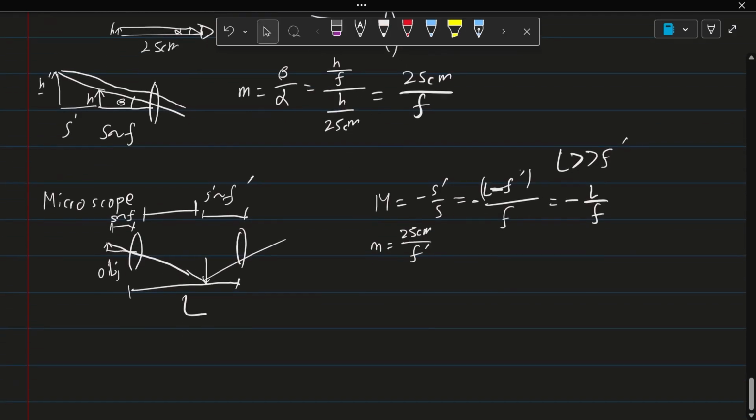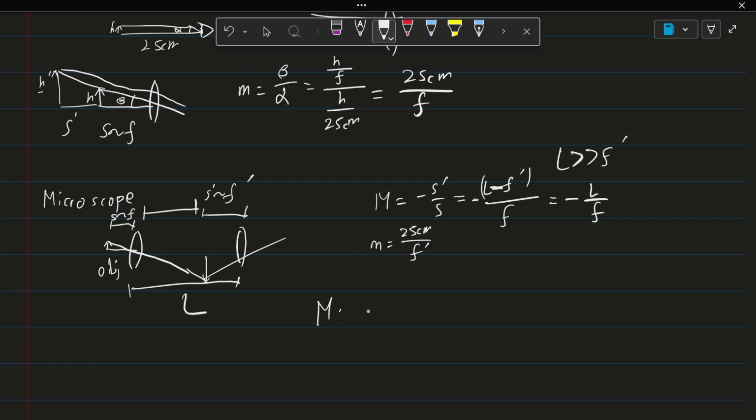So combining them both together, what we obtain is the total magnification. Angular magnification is pretty similar to magnification as long as the angles are very small. So this will be minus 25 centimeters, multiplied by L over f times f prime. And that's the magnification for a microscope. For a microscope, you don't really change the focal length. Instead, what you could change is the length, and technically also your focal length.